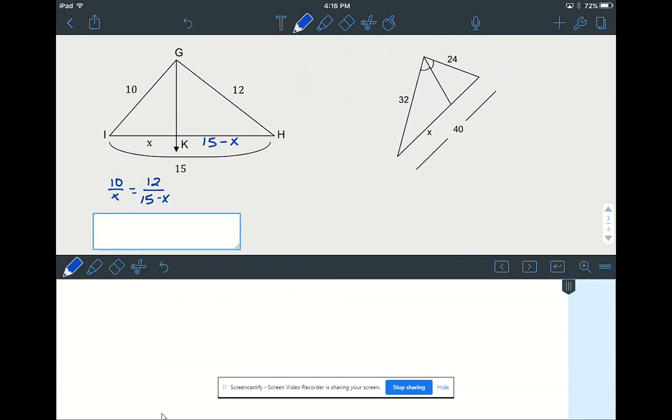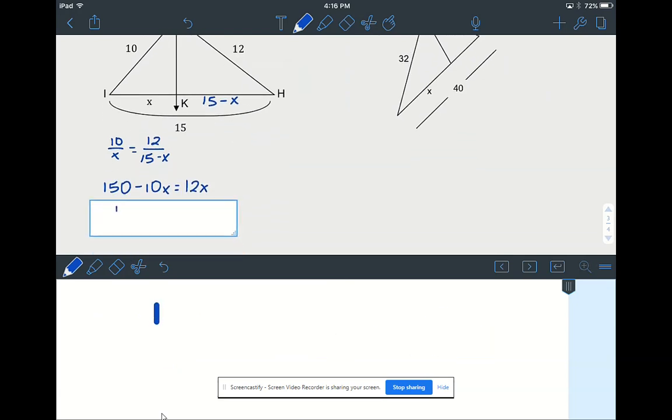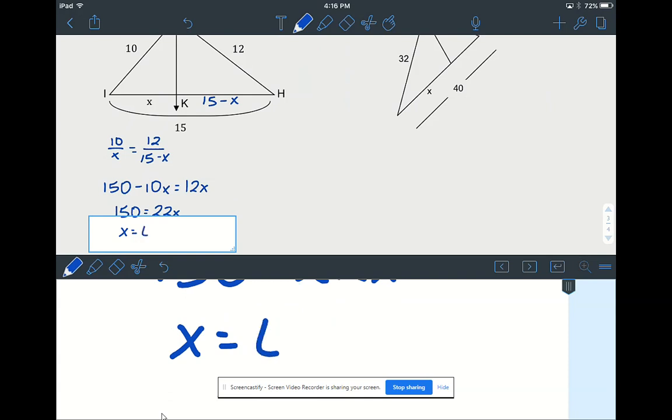And then cross multiply, that would give you 150 minus 10x equals 12x. Add the 10x over, 150 equals 22x. So x equals 6.8. Pretty simple.